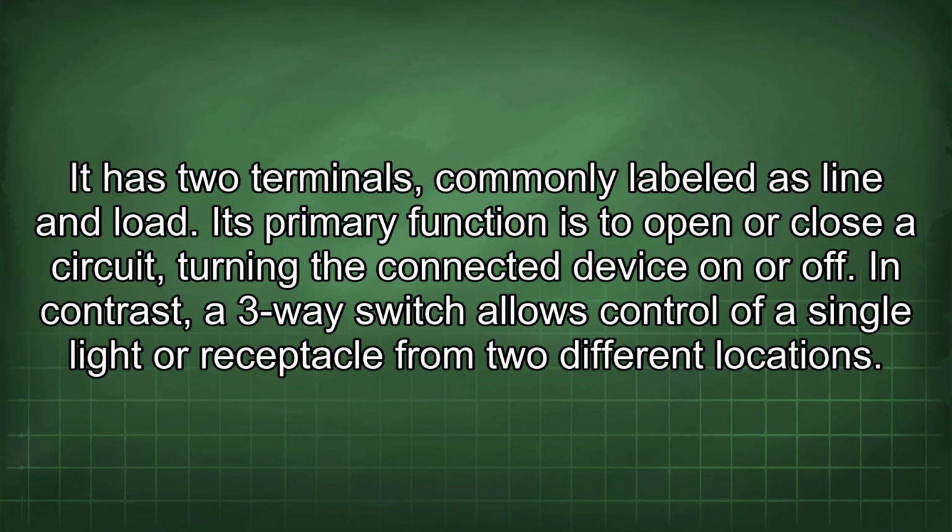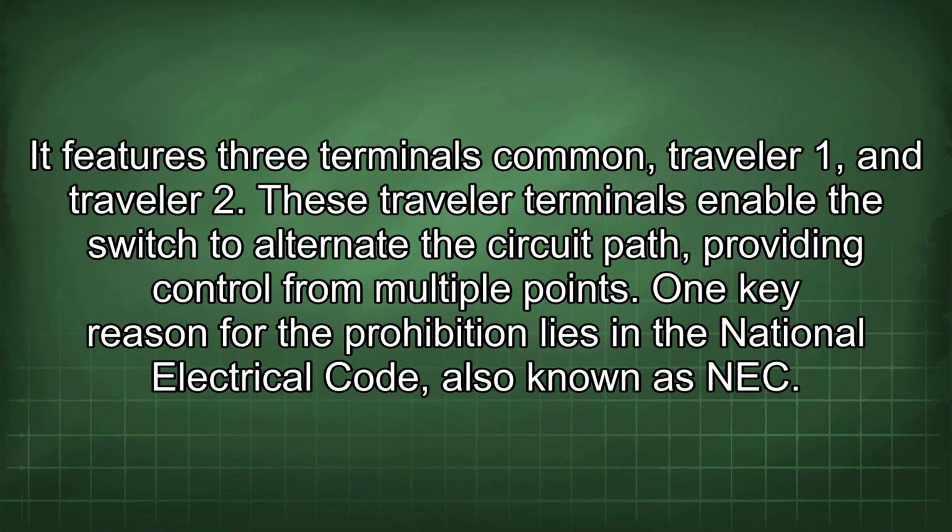In contrast, a three-way switch allows control of a single light or receptacle from two different locations. It features three terminals: common, Traveler 1 and Traveler 2. These traveler terminals enable the switch to alternate the circuit path, providing control from multiple points.